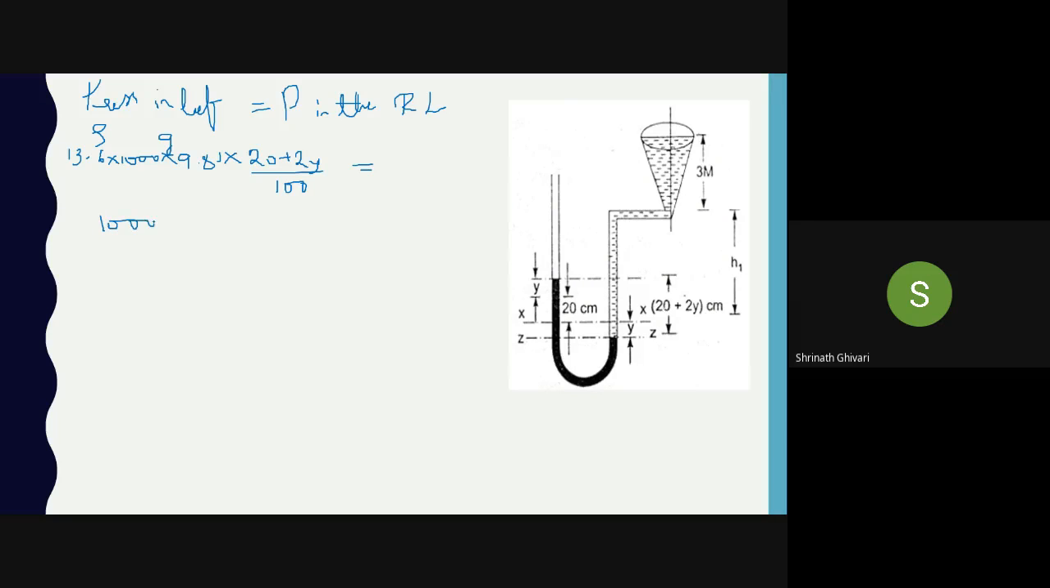1000 into 9.81 into what? 3 plus, very good. 3 plus H1 plus Y divided by 100. Okay, 3 plus H1 plus Y, divided by 100. Okay, now calculate the answer for Y.